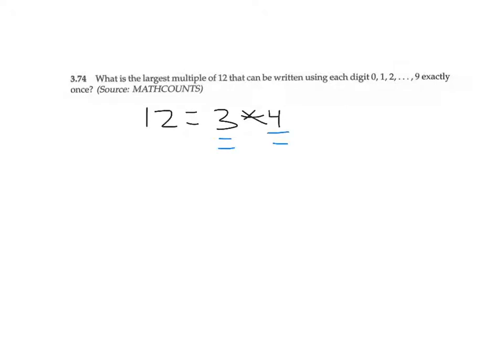So, for example, 36 is indeed a multiple of 3. 3 plus 6 equals 9, divisible by 3, and a multiple of 4.